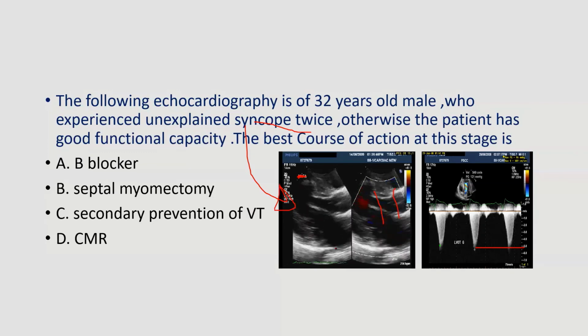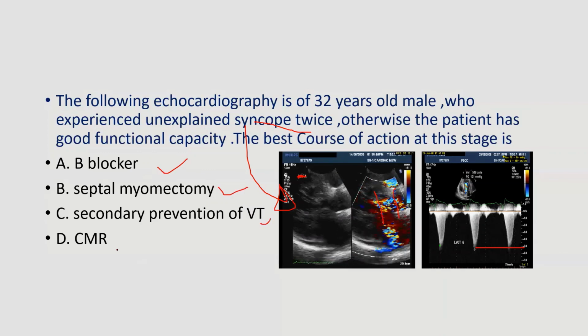If I have HOCM-related syncope, am I going to give this patient a beta blocker, or septal myomectomy, or secondary prevention of VTAC, or CMR? Secondary prevention. And this is the right answer. Exactly. So syncope is considered to be arrhythmogenic in HOCM. So once I have unexplained syncope, I'm going to assume that this is arrhythmogenic HOCM-induced syncope. And in this case, I have to go for ICD.